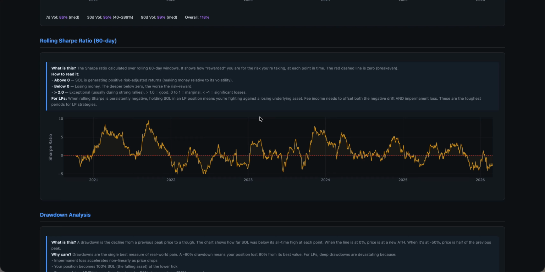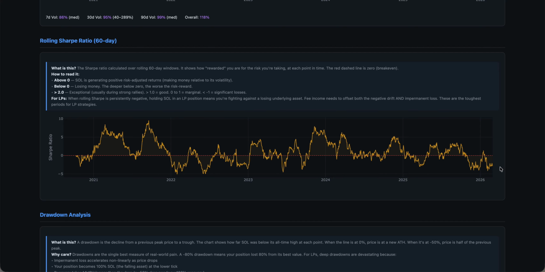So in this case, what you want as an LP provider on Solana is to have more periods of positive Sharpe ratio than negative. This whole period here from 2022 to 2023, we had mostly a negative rolling Sharpe ratio, which means that holding Solana in an LP position means you are fighting against a losing underlying asset as well. So your fee income needs to offset both the negative drift of Solana and the impermanent loss. These are the toughest periods for LP strategies, okay?